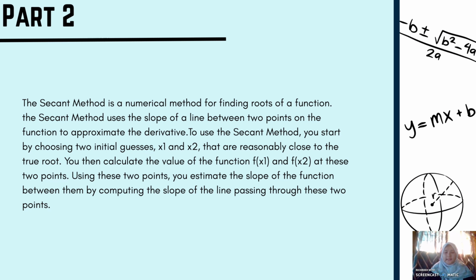The secant method is a numerical method for finding roots of a function. The secant method uses the slope of a line between 2 points on the function to approximate the derivative. To use the secant method, you start by choosing two initial guesses, x1 and x2, that are reasonably close to the true root. Then you calculate the values of the function f(x1) and f(x2) at these 2 points. Using the 2 points, you estimate the slope of the function between them by computing the slope of the line passing through the 2 points.